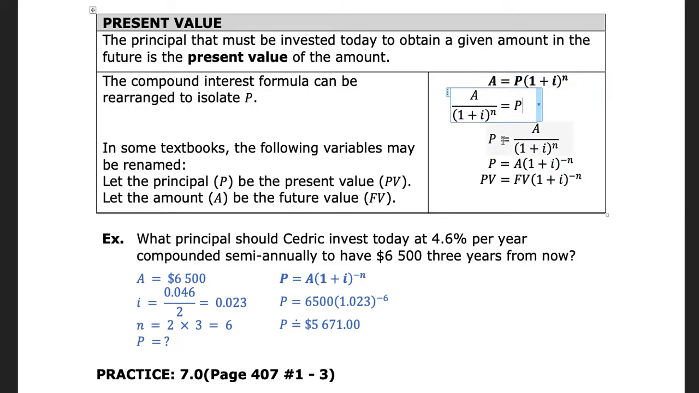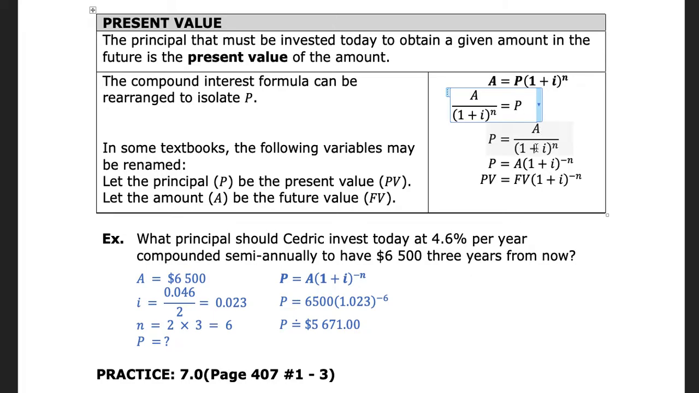It's common to express an isolated variable on the left-hand side. P is equal to A divided by 1 plus I to the power n. And this is our formula, which will tell us the principal that needs to be invested to get a certain amount at the end of an investment.